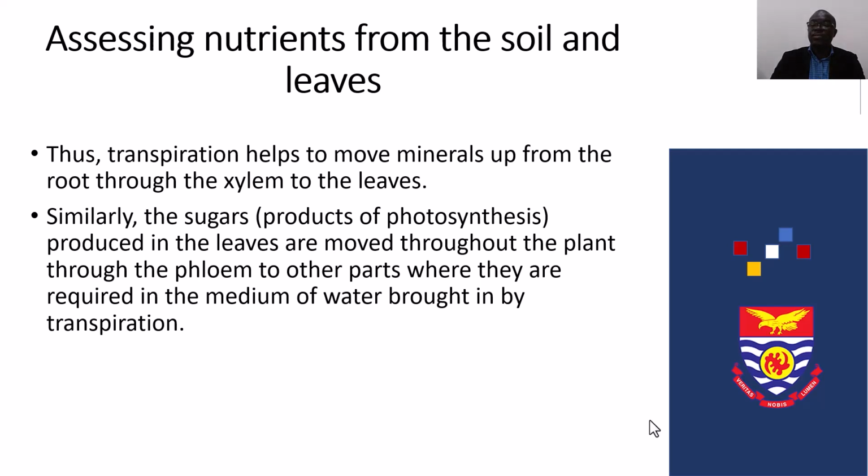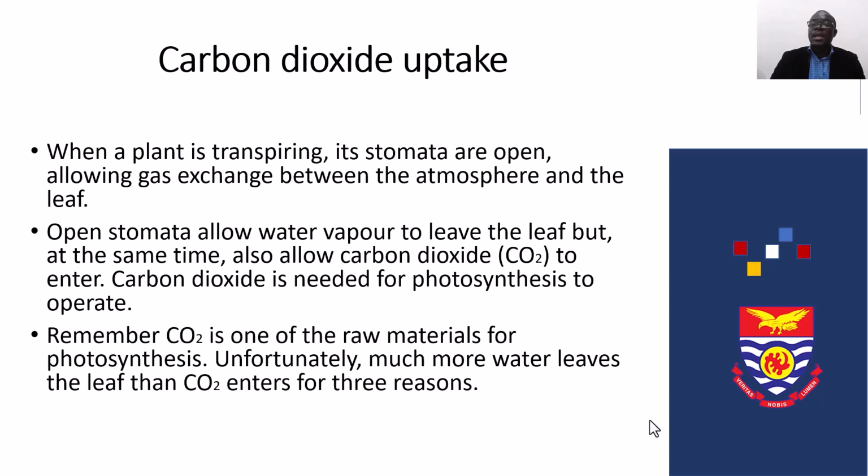Similarly, the sugars produced in the leaves are moved throughout the plant through the phloem to other parts where they are required, in the medium of water brought in by transpiration. When a plant is transpiring, its stomata are open, allowing gas exchange between the atmosphere and the leaf. Open stomata allow water vapor to leave the leaf, but at the same time also allow carbon dioxide to enter. Carbon dioxide is needed for photosynthesis to operate. Remember, carbon dioxide is one of the raw materials for photosynthesis.